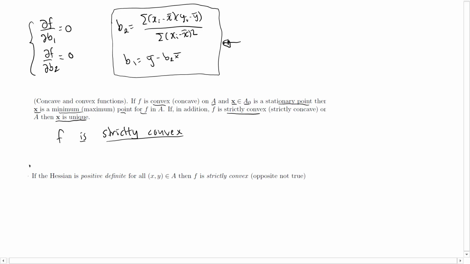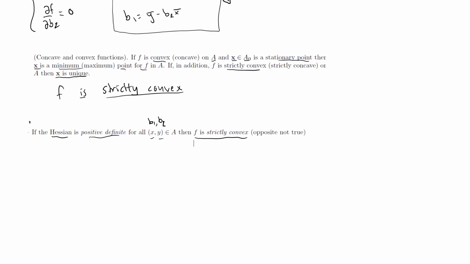In order to show that f is strictly convex, we use the following result. If the Hessian of the function is positive definite for all x and y, well, this is a generic result, our variables are called b1 and b2, then f is strictly convex. So we are going to find the Hessian, the matrix consisting of the second partial derivatives, and we're going to show that it's positive definite.